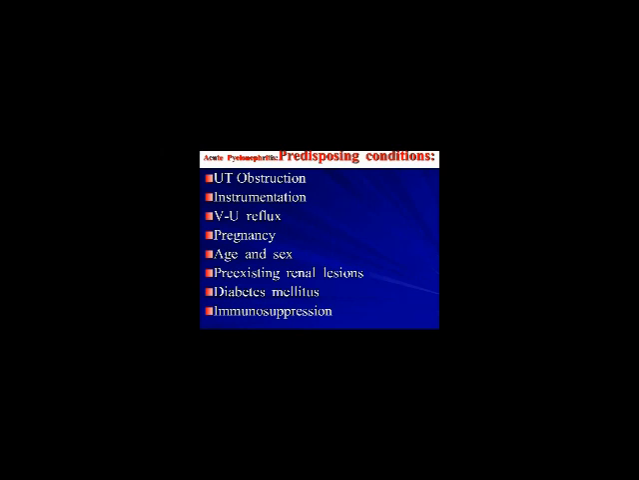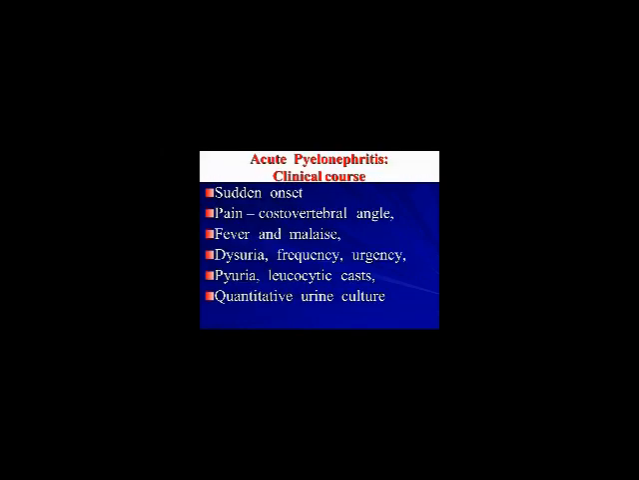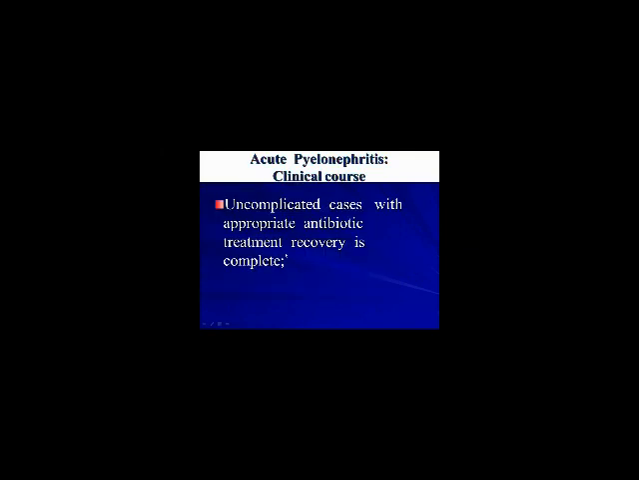Now, patients of acute pyelonephritis present with sudden onset of pain, and pain is present in the costovertebral angle, and if you apply pressure in this angle, it will be tender. So it is a diagnostic sign for renal pain. In addition, patients have fever and malaise, and due to the involvement of bladder and urethra, there will be dysuria, that is burning micturition, frequency, and urgency.